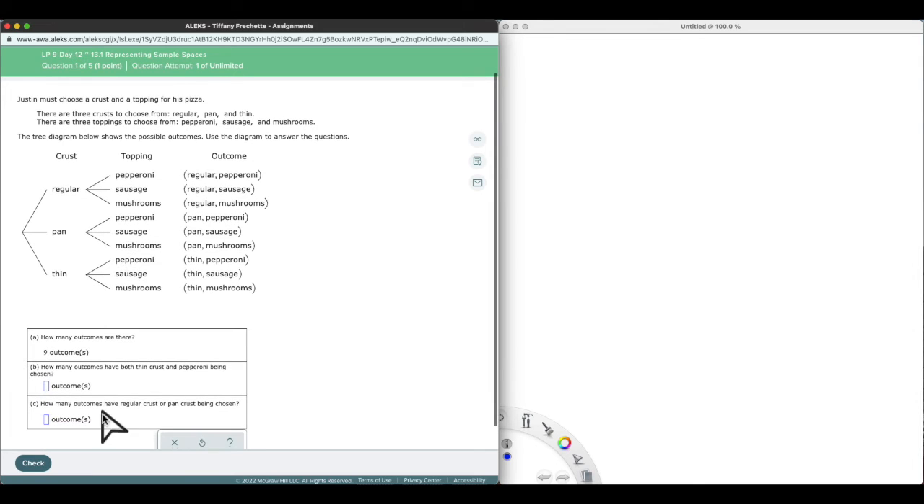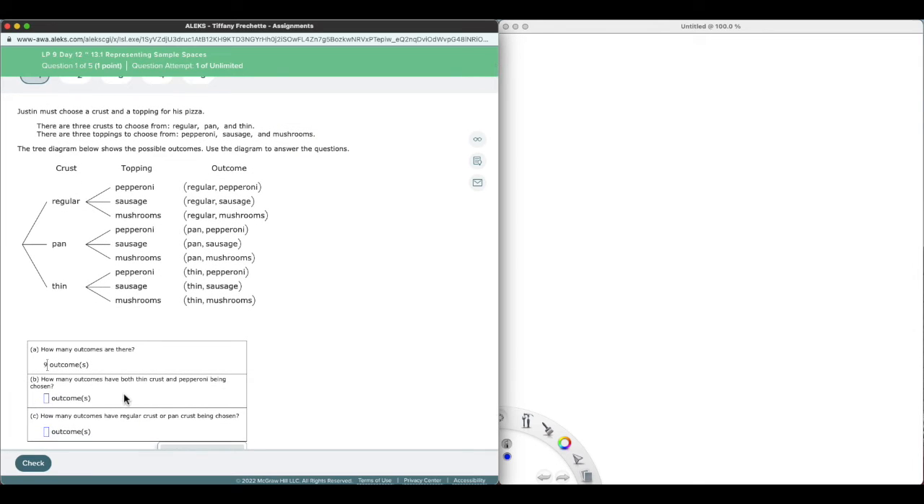So how many outcomes have both thin crust and pepperoni being chosen? Well, thin crust would have to be down here. It'd have to be one of these ones. And if we want thin crust and pepperoni, there's only one possible pathway that chooses both.